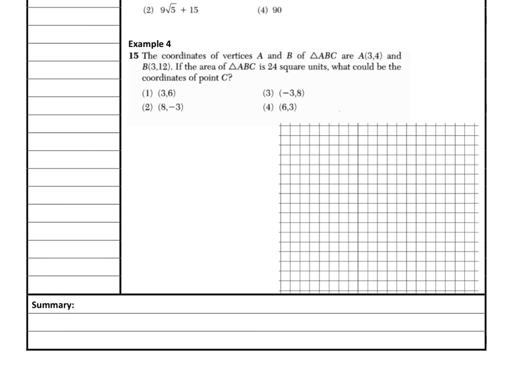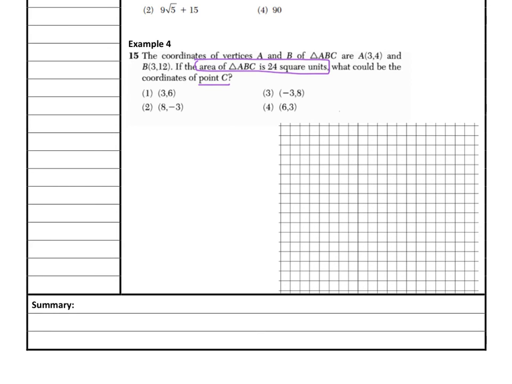Okie dokie. Last example, example 4, and then unit 7 is over. So the coordinates of vertices A and B of triangle ABC are 3, 4, and 3, 12. If the area of ABC is 24 square units, what are the coordinates of point C?